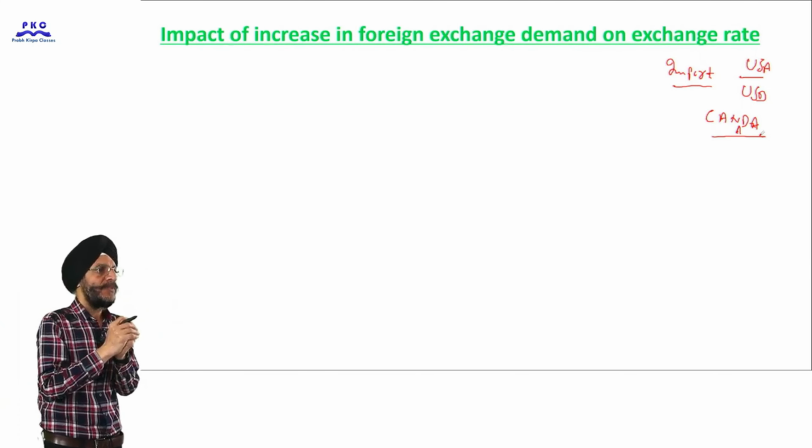Then, if there is political stability in any country, it will be preferred for investment. If there is political instability in any country, the investment will flow out of the country. The foreign investors will pull their investments from that country. So in case of political stability in any country, the demand for foreign exchange arises.